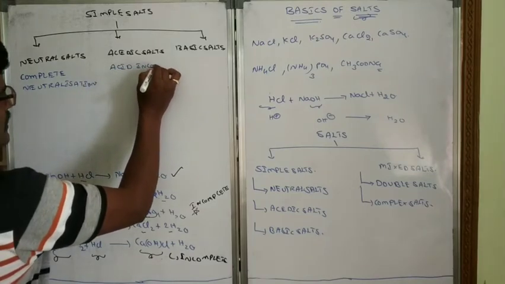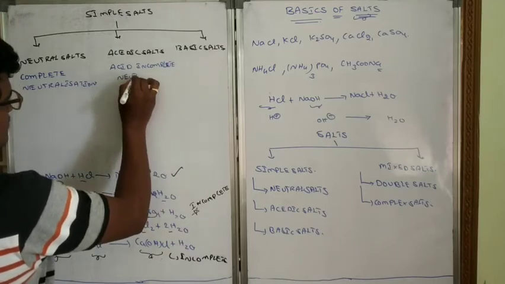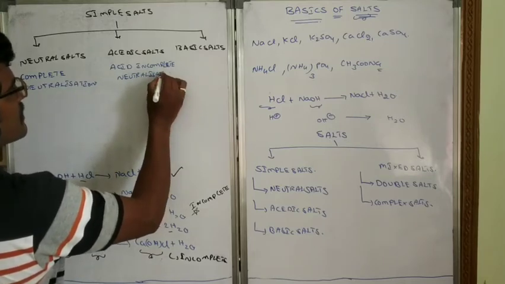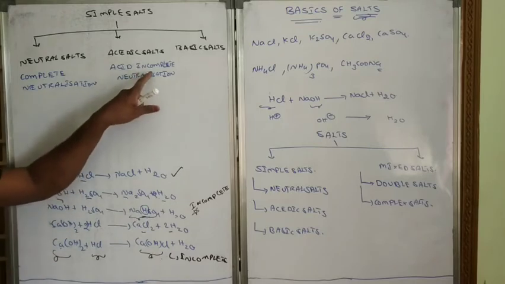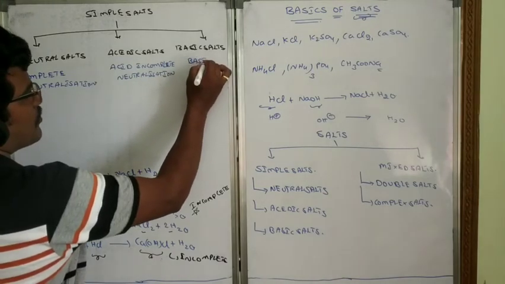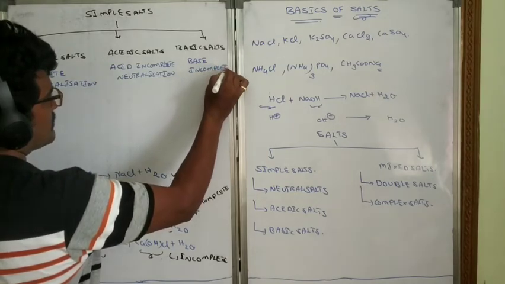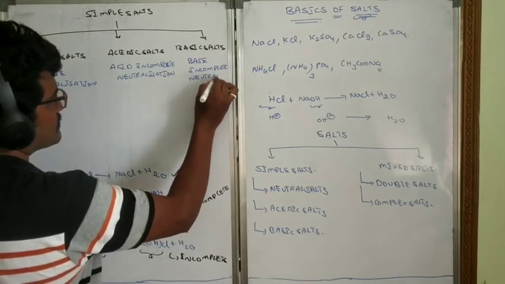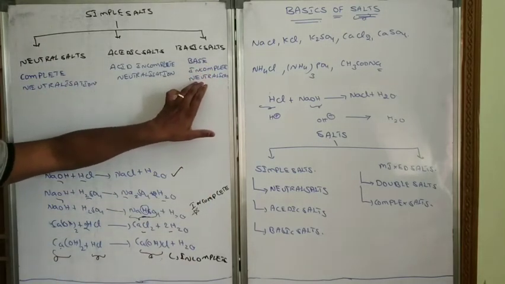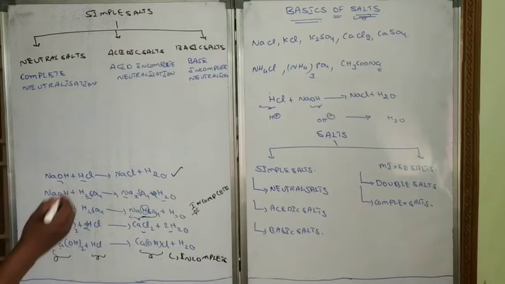Acid, incomplete neutralization. So salts formed by the incomplete neutralization of acid are known as the acidic salts. Basic salts means base incomplete neutralization. So basic salts are the salts formed by the incomplete neutralization of bases. Let us see the examples for this.